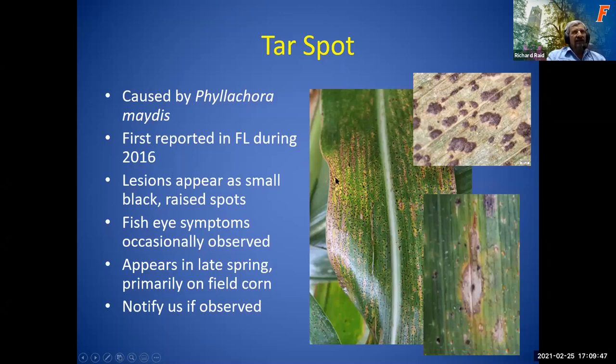We have seen it here in Florida for 4 out of the last 5 years. We first reported it in 2016. It produces these small raised lesions. You can see how these lesions are raised on the leaf surface.